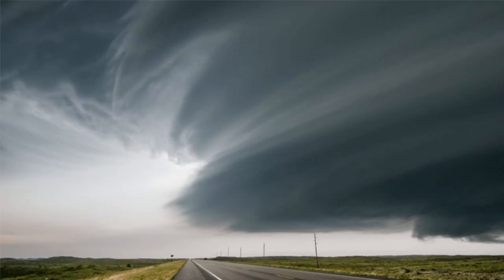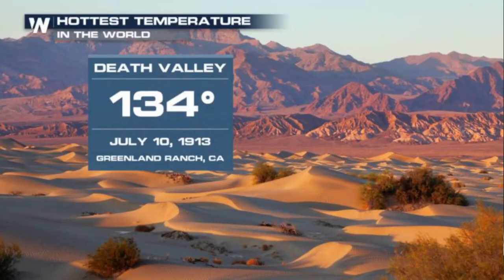And just for fun, just wanted to add this in there. So the hottest temperature ever recorded occurred on July 10th, 1913, at the Greenland Ranch in Death Valley. The reading was 134 degrees Fahrenheit. So definitely, that's a very hot temperature.